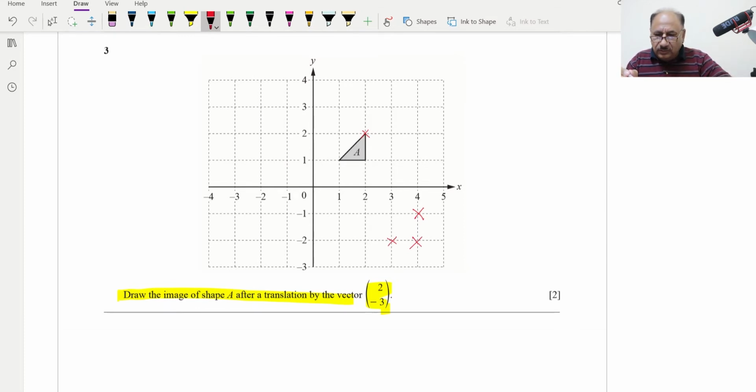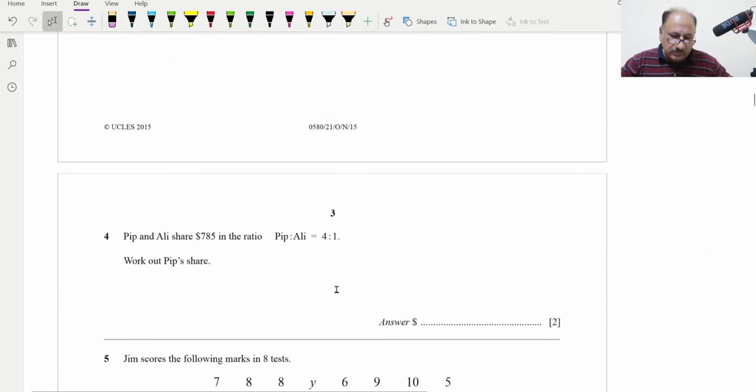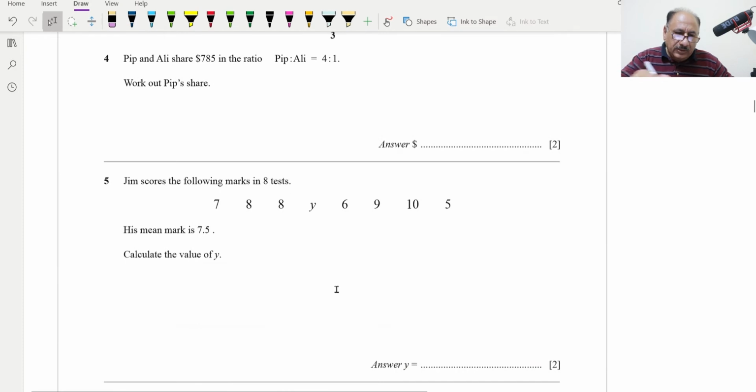We can draw the translated triangle, and the new location will be this one for this drawing. And next question, it says Pip and Ali share 785 in the ratio of 4:1.